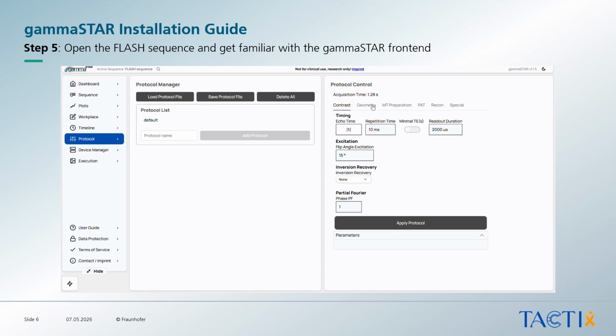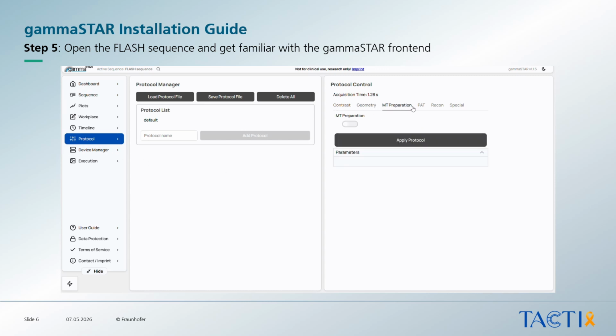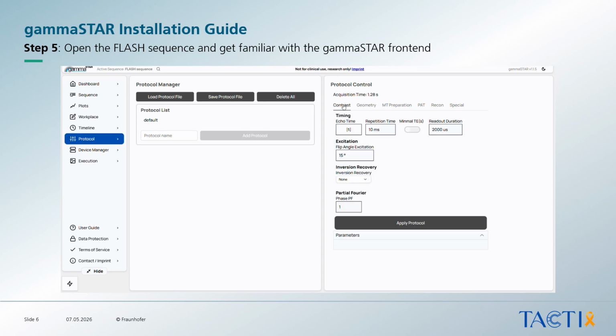From the Protocol tab, you can look at various protocol parameters that are available for the sequence. If you want to change a parameter, just click on the respective field and click Apply Protocol.